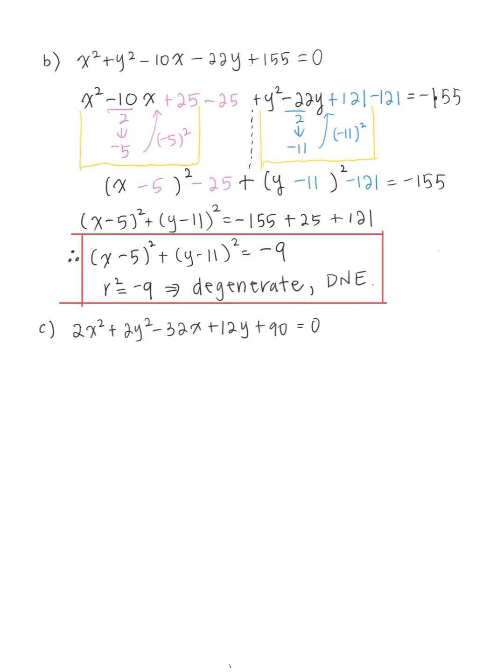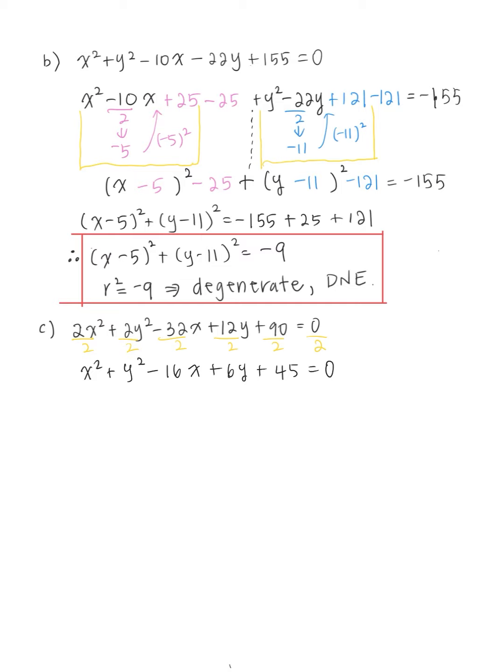So here, I'm going to divide this by 2, everybody by 2, and everybody by 2. Okay, so then what do we get? We're going to have x squared plus y squared, and then minus 16x plus 6y, and then plus 45 equals 0. Now I think you can go from here.